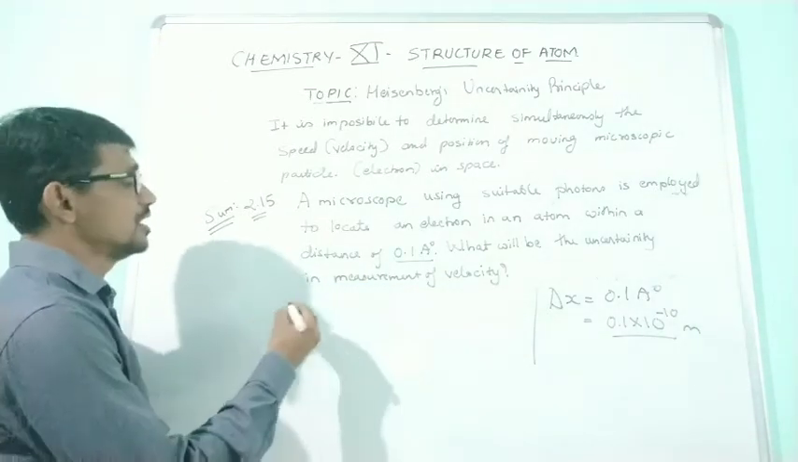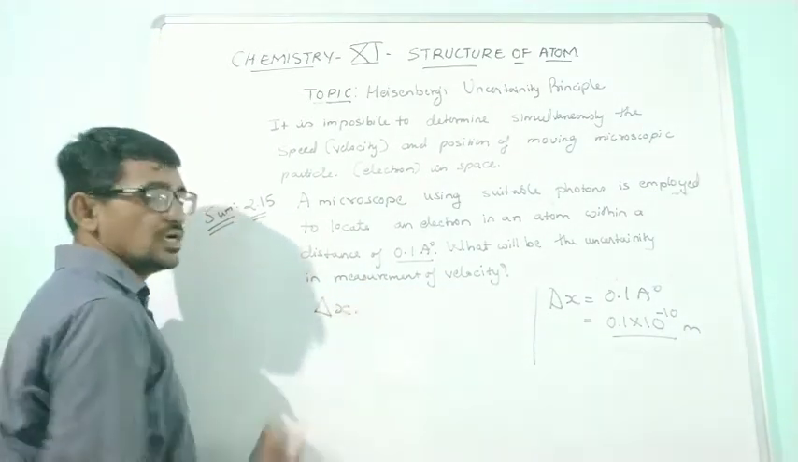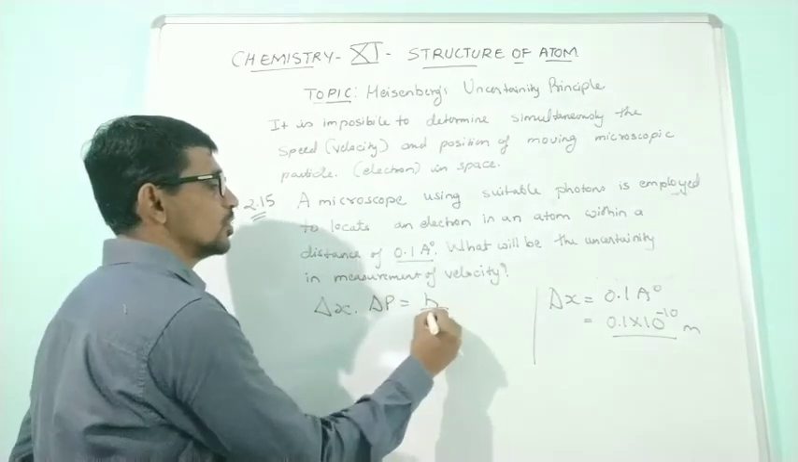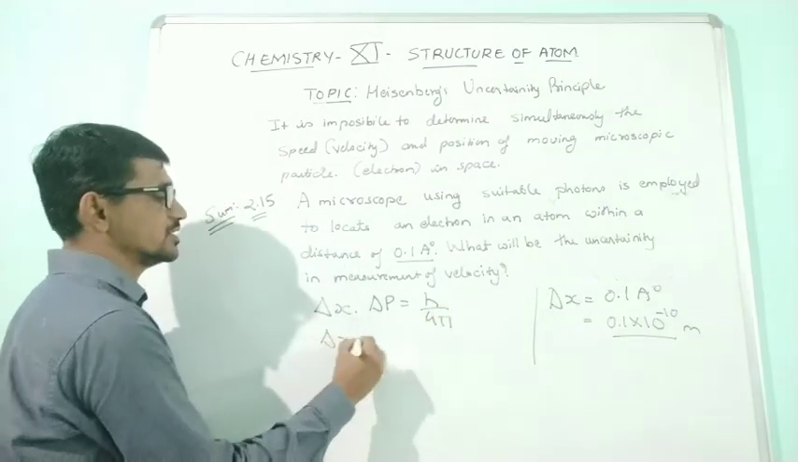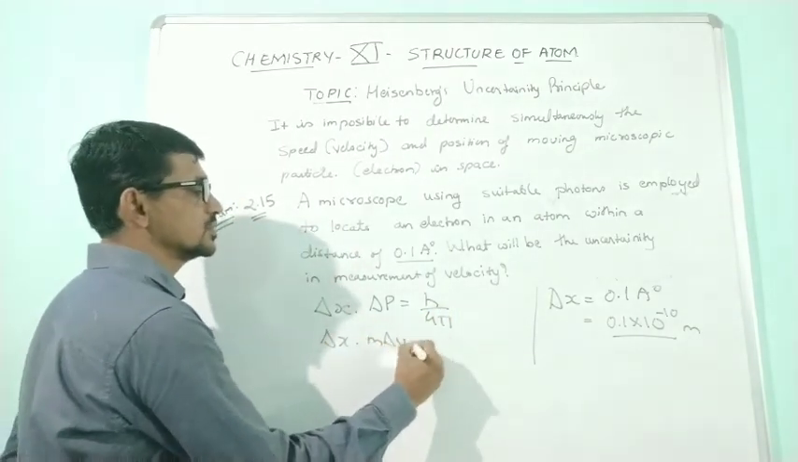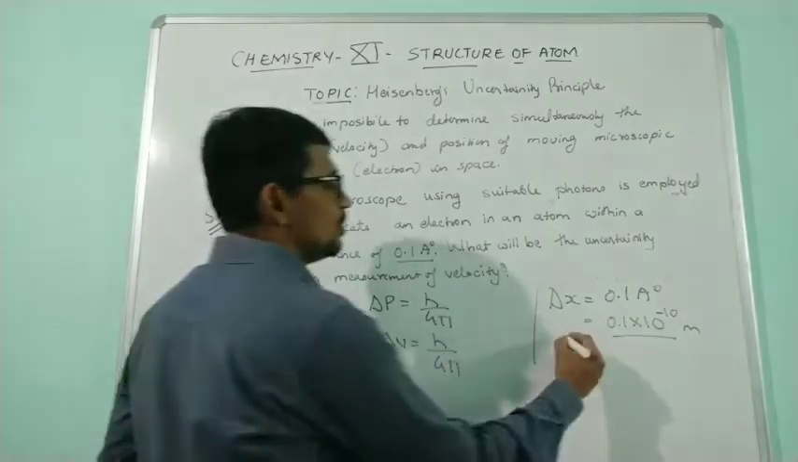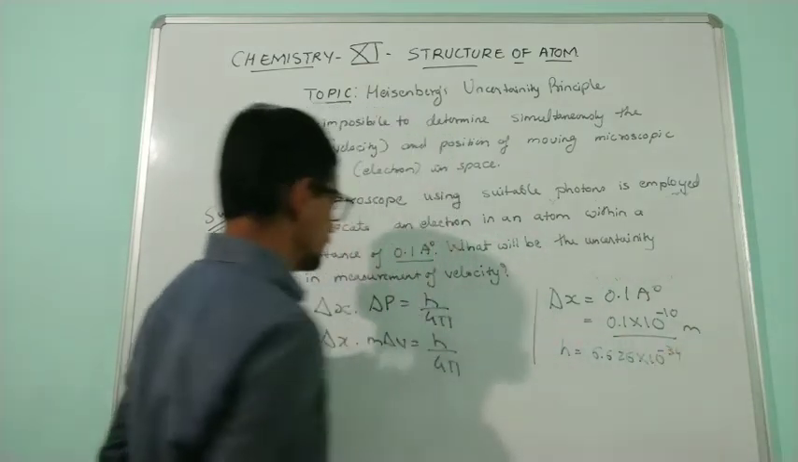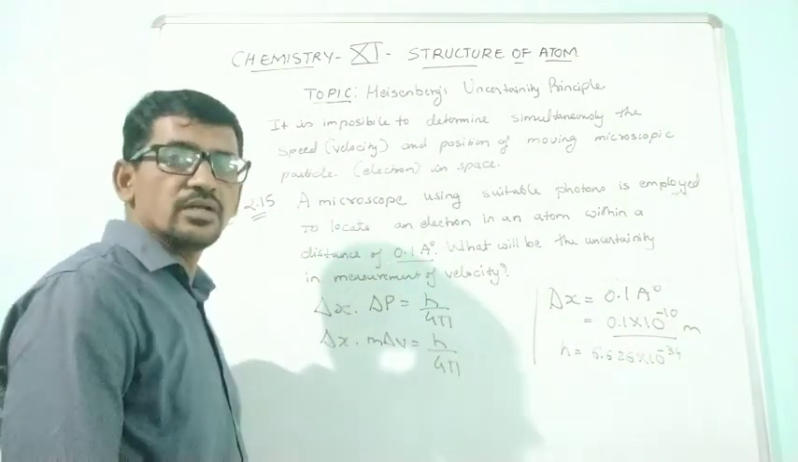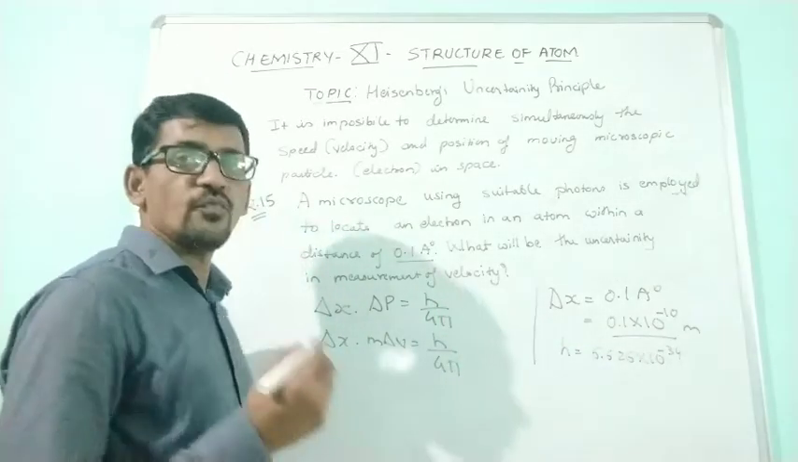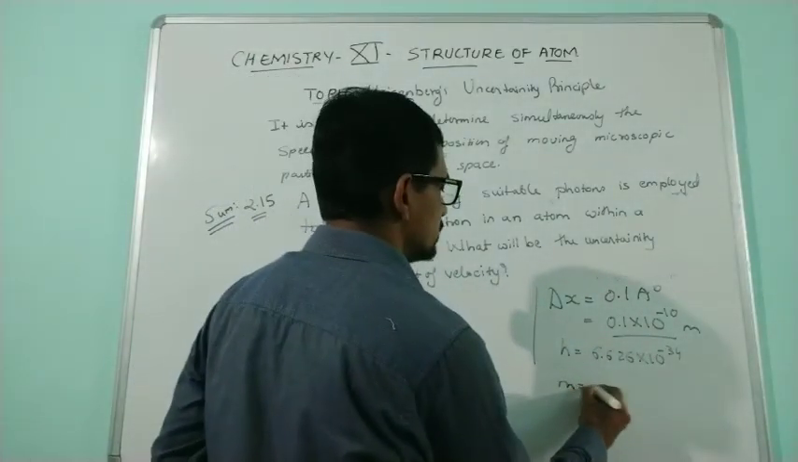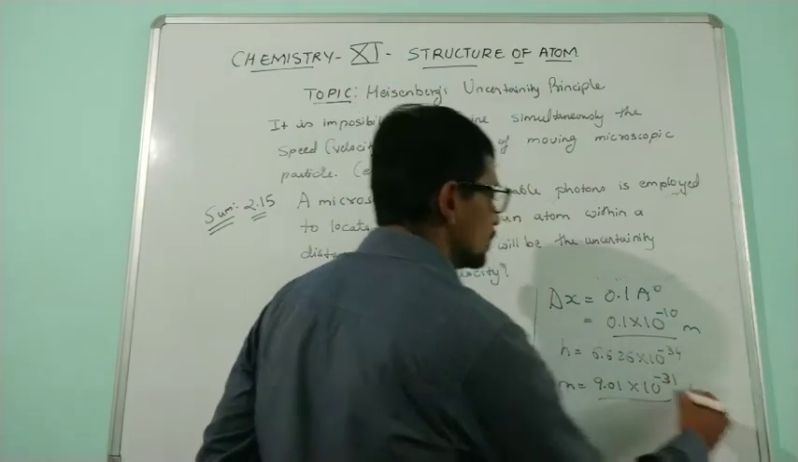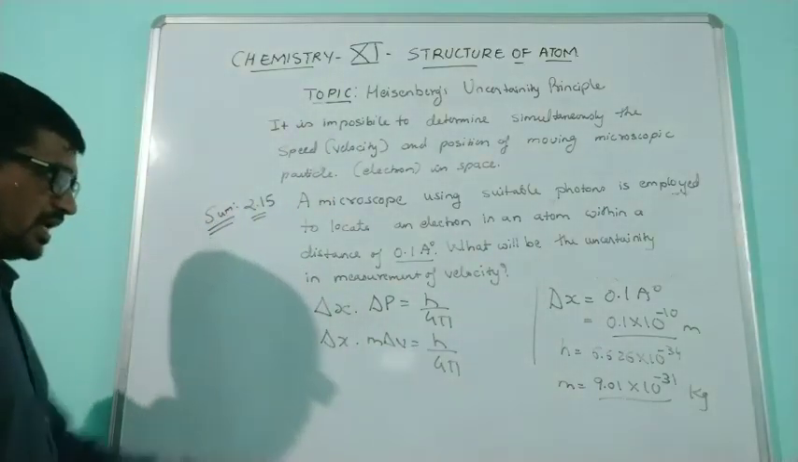So first we write the Heisenberg principle: delta x into delta p is equal to h upon 4 pi, that is, delta x into m delta v is equal to h upon 4 pi. The value of h is 6.626 into 10 raised to minus 34. This m is the mass of the electron, so m is equal to 9.01 into 10 raised to minus 31 kg. The h value is given.